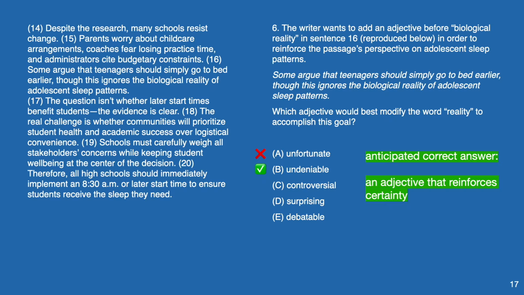Choice A, unfortunate, implies the biology is a problem, but the passage does not frame teen biology as the problem. It frames school schedules as the problem. Unfortunate puts the blame on the wrong thing. Choice C and E, controversial and debatable, directly contradict the passage's position. Choice D, surprising, doesn't reinforce the argument. It suggests that the reader might not expect this, which isn't the point.